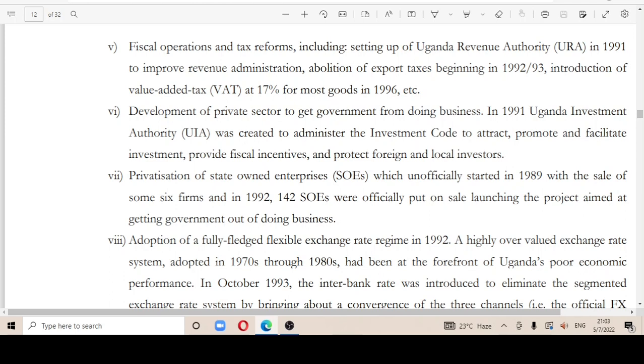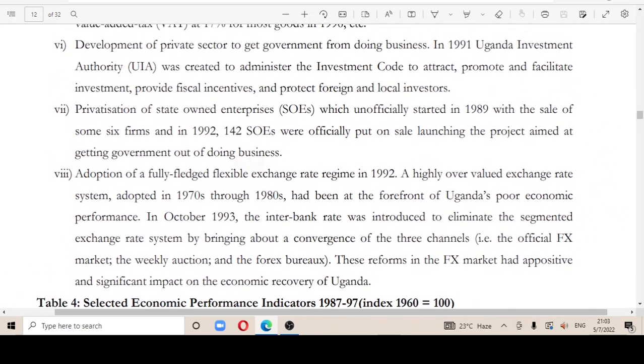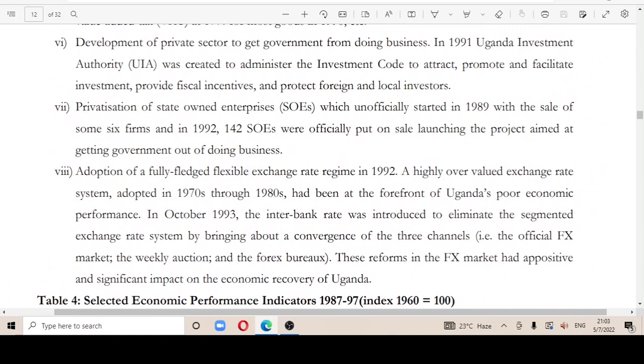Where the Uganda Investment Authority was created to administer the investment code to attract, promote, and facilitate investment, provide physical incentives, and promote foreign and local investors. Then we are also having privatization of state-owned enterprises. Private people had more skills and were given enterprises to manage.